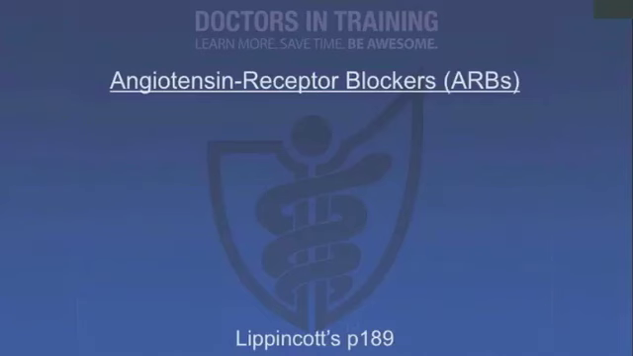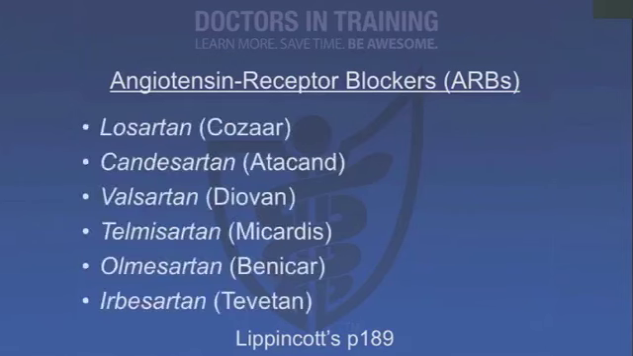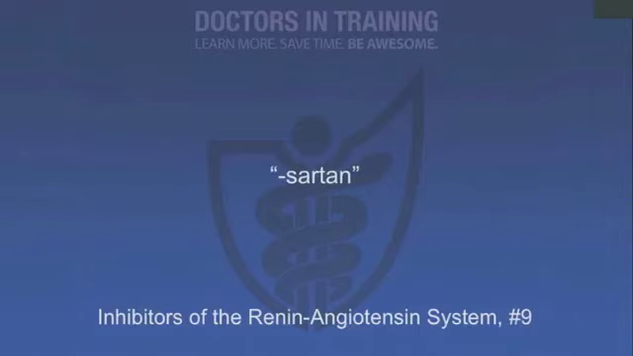So the next group of drugs to talk about are the angiotensin receptor blockers, or ARBs, as they're commonly called. These again are acting against the renin-angiotensin-aldosterone system in a different way. The drugs we're talking about include losartan, candesartan, valsartan, telmisartan, olmesartan, and irbesartan. So just like the ACE inhibitors, if you hear pril, you think ACE inhibitor. If you hear sartan, you think ARB.